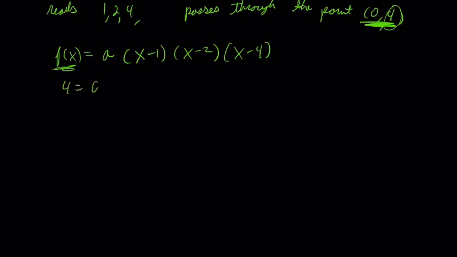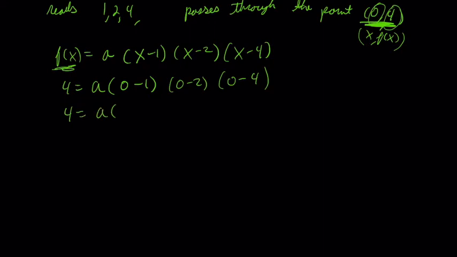equals a times 0 minus 1. I'm substituting in 0 for x, right? 0 minus 2, 0 minus 4. So I get 4 equals a times negative 1 times negative 2 times negative 4. So 4 equals negative 1 times negative 2 is positive 2 times negative 4 is negative 8a. I divide both sides by negative 8. I get that negative 1/2 is a.